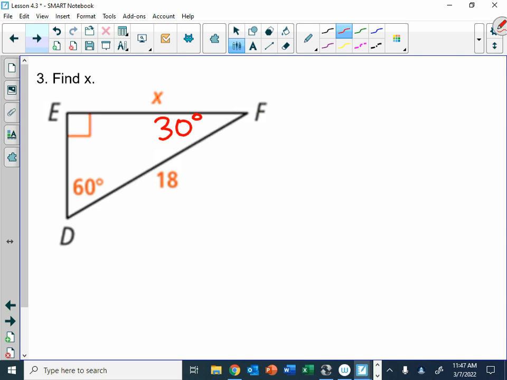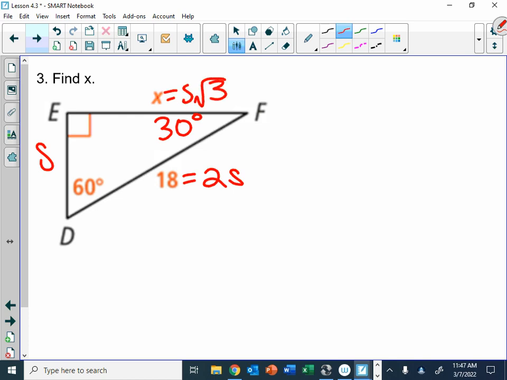I'm given 18. Is that a leg or hypotenuse? Hypotenuse. How do I label the hypotenuse of a 30, 60, 90? 2S. Name the side that's going to be S. The one that's across from the 30 degrees. So that's going to be S, and X is going to be S square root of 3.